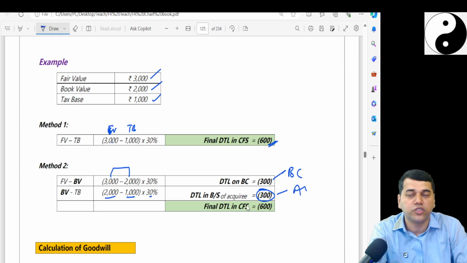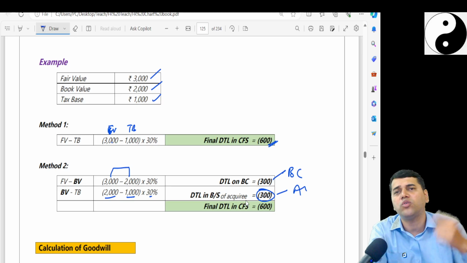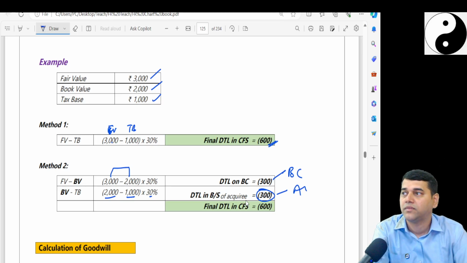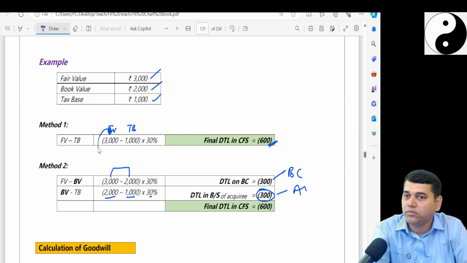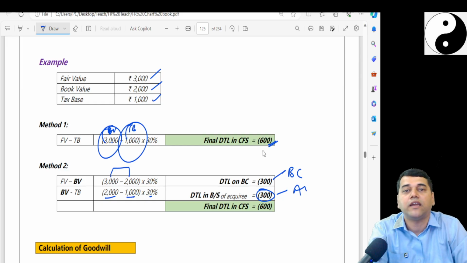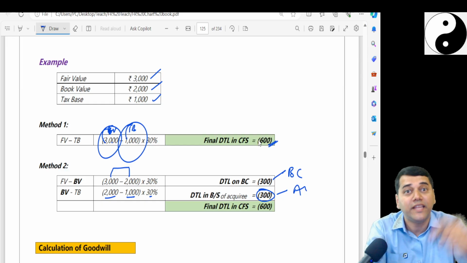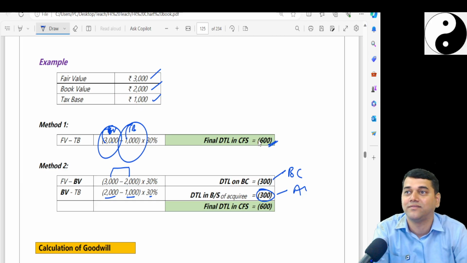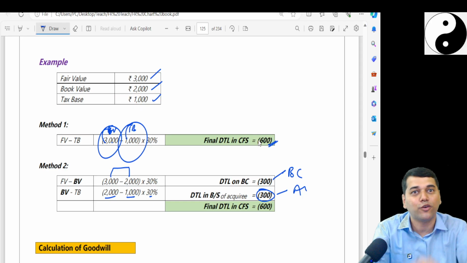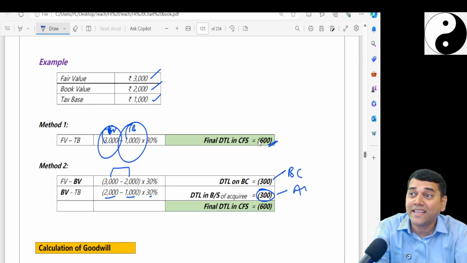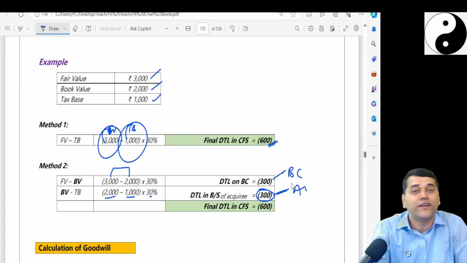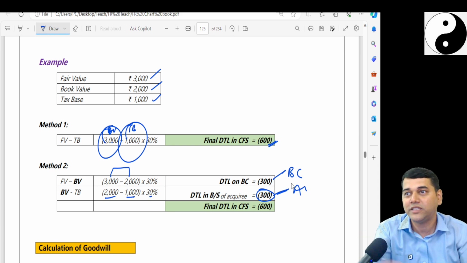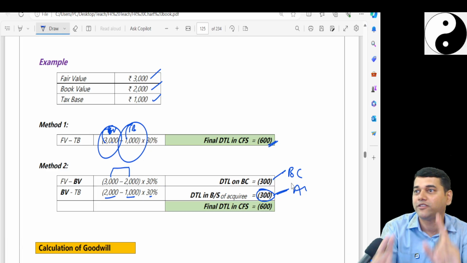There are two approaches. Approach number one is ignore whatever deferred tax is there in the balance sheet of the acquiree. Take your fair value, take the tax basis, straight away calculate. This is possible only when they tell you the tax base. In some of the questions they will not tell you the tax base. But in that case, they would have told you deferred tax liability in the balance sheet. See, both types of scenarios are there. You cannot say I will follow this approach.